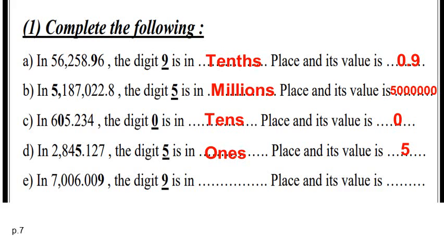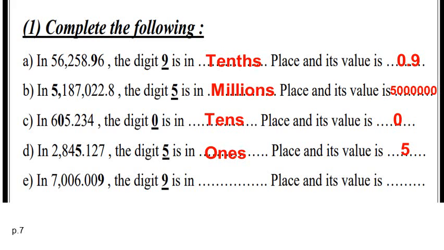In letter E, in 7,006 and 9 thousandths, the digit 9 is in dots place. So we need to know the place value of 9. As we said before, we have to know our digit in the whole part or in the decimal part. So the 9 here in the decimal part. Let's see, we have the first decimal place is called tenths.